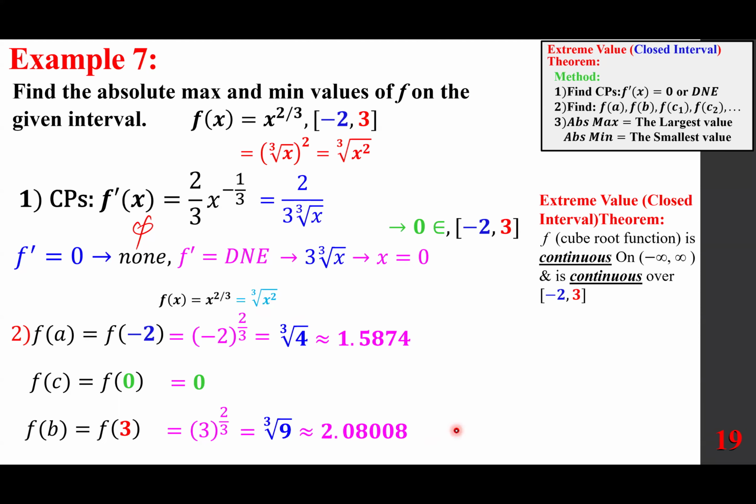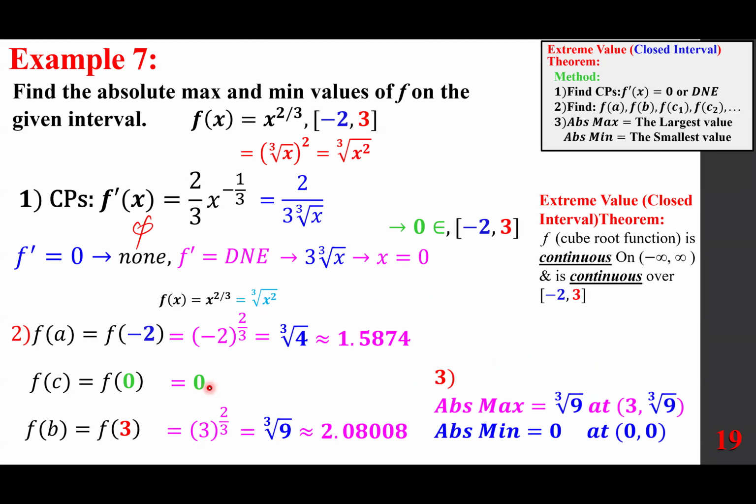That indicates the absolute maximum is cube root of 9 at 3 comma cube root of 9. Absolute minimum is 0 at 0, 0. That's how we do the writing, everybody.